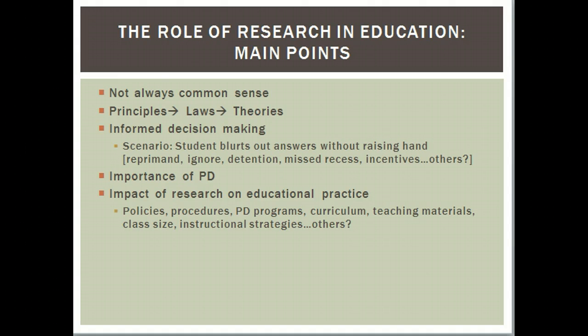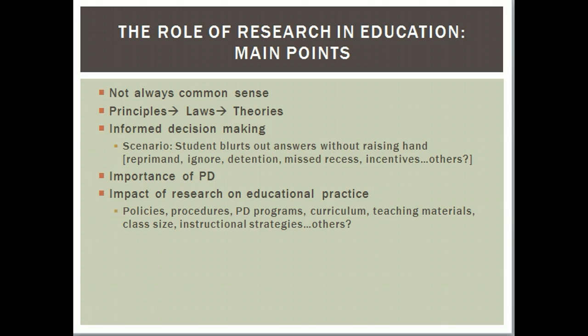So the main points about the role of research in education are, the first one is that it's not always common sense. So sometimes there's something happening in the classroom, such as teachers believing that if they scold students that their behavior will improve. But then research will tell us that that's not actually an effective strategy for behavior modification. And so sometimes there are ideas or practices occurring in a classroom, and then someone will research that and find that what we thought was just common sense might not be true.